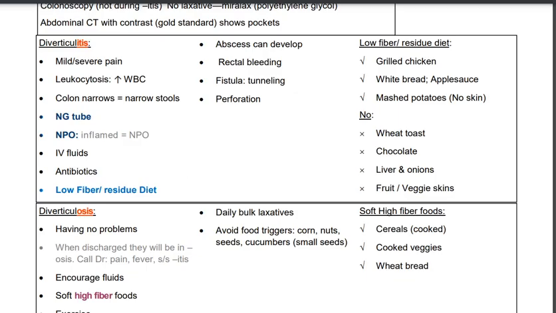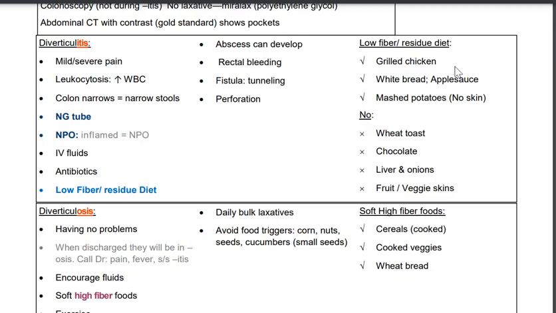When we have inflammation in the colon, diverticulitis, we tell the patient they need to do low fiber. That's an important fact, because if you do high fiber when there's inflammation, it will rupture the colon and rupture the pocket. So low fiber is very important when there's inflammation. You can get an abscess, rectal bleeding. Sometimes there's tunneling inside the colon. Just depends, and perforation is what we really worry about.